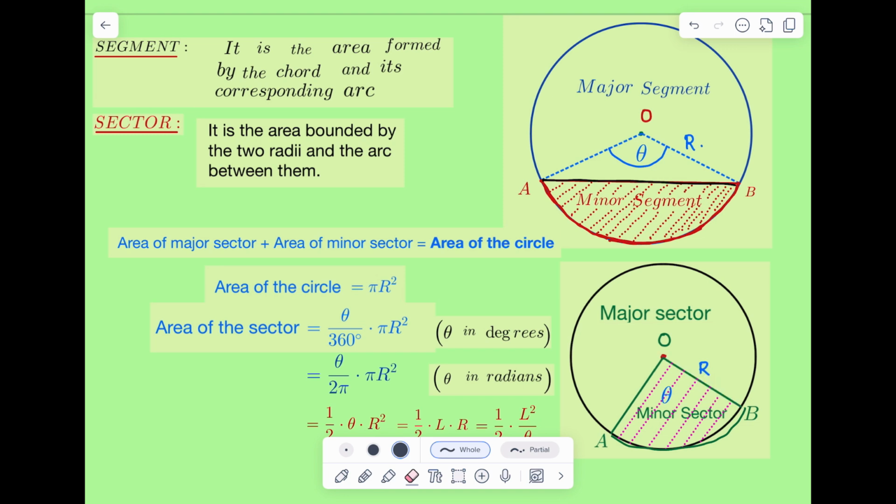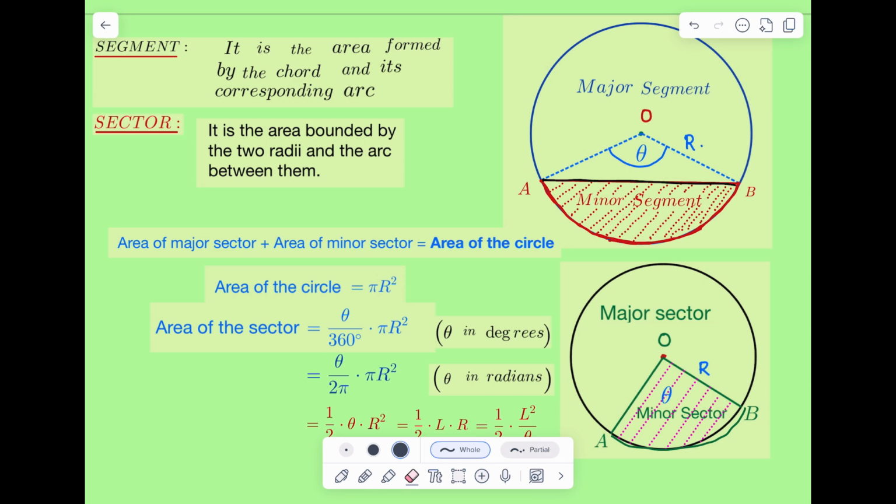Okay. Now the area of the circle, we know that it is pi r square. If we cover theta degree over here, then the area is pi r square by 360 degree into theta. We know that 360 degree is equal to 2 pi radian. If pi cancels out, then it is equal to half r square into theta. Or if we put theta is equal to L by r, then we get half L r, that is equal to half L square by theta.